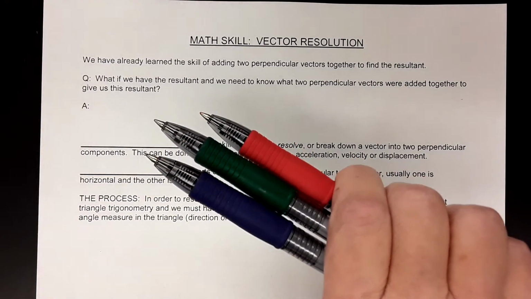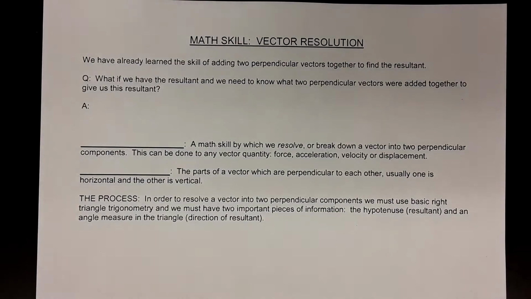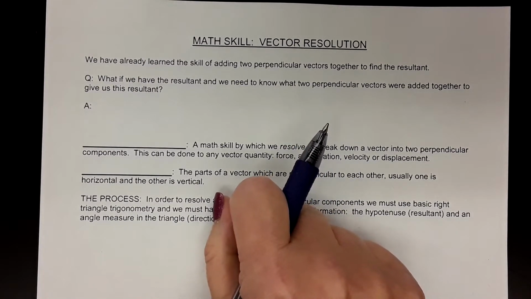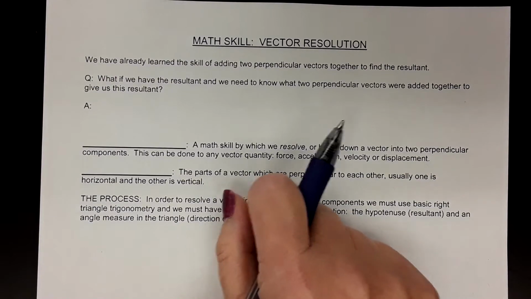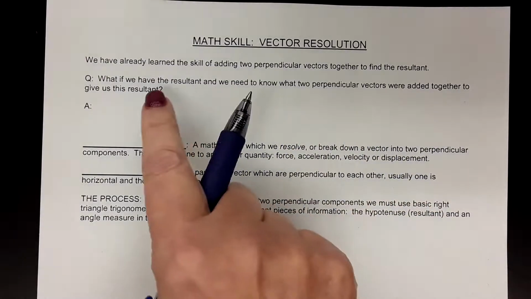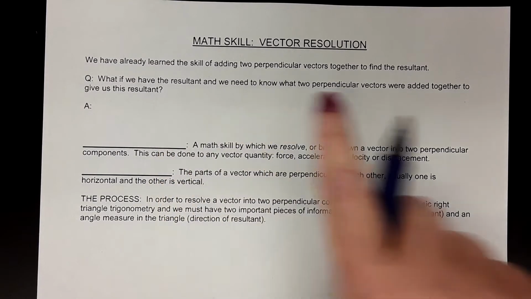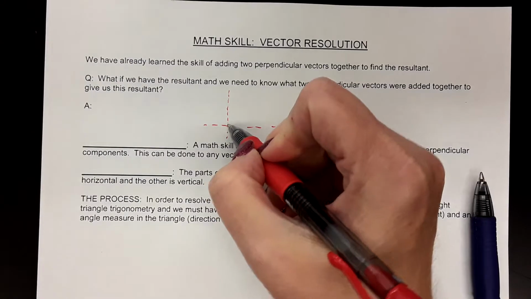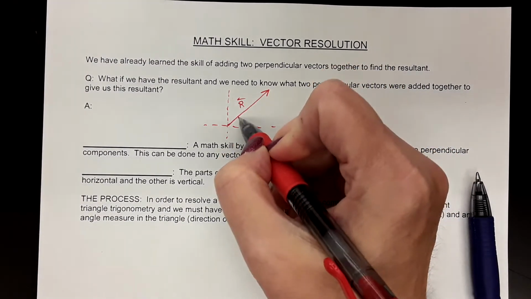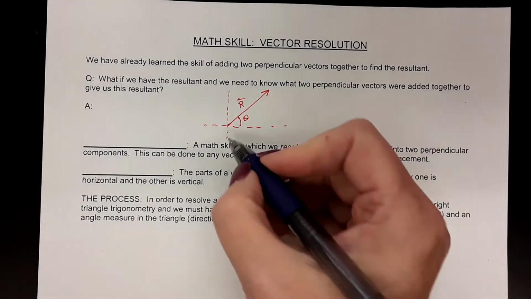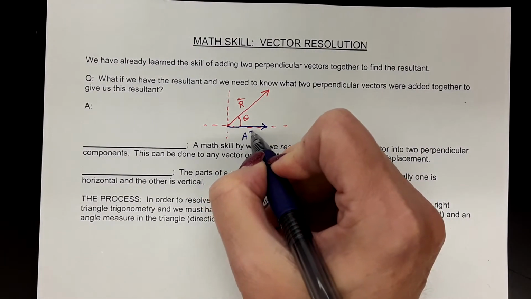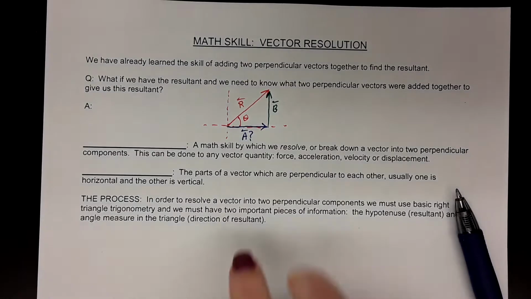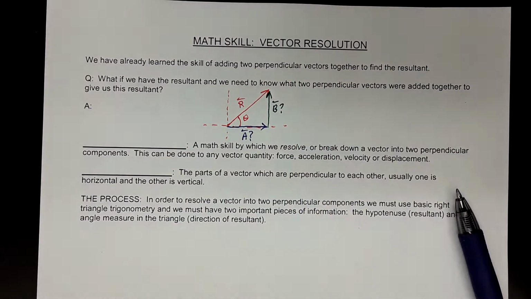And you might want 3 colors. I'm using blue, red, and green today. So the first thing, it says, what if we have the resultant, and we need to know which 2 particular vectors were added together to give us this resultant? Now remember, we've already learned how to add 2 perpendicular vectors together to get the resultant. So what if we do the reverse? What if we are given a situation where we have the resultant already and its direction, and we would like to know what 2 particular vectors were added together to give us that resultant vector? What if we want to know the horizontal and vertical vectors?